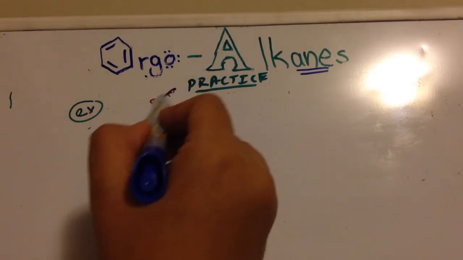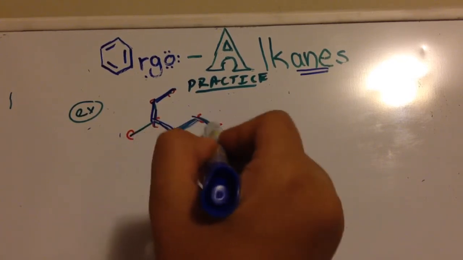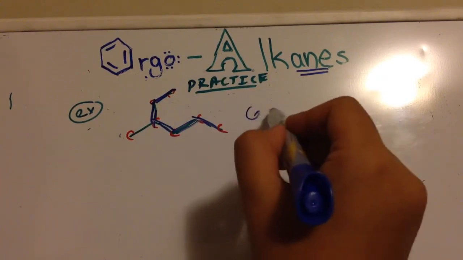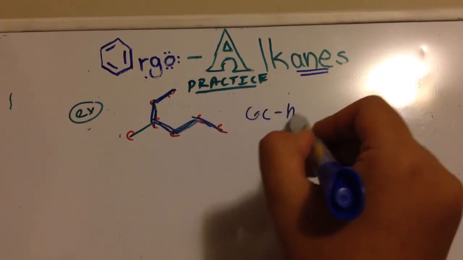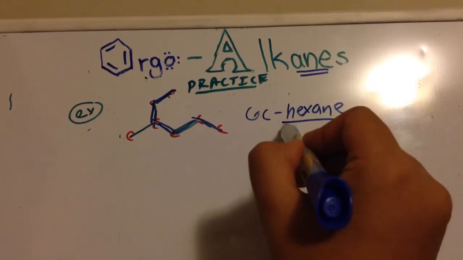So this right here that I'm tracing over, this is your longest carbon chain. So there's 1 2 3 4 5 6. If there's 6 carbons, you guys should know by now that this is going to be called a hexane, right? This is the overall parent name.